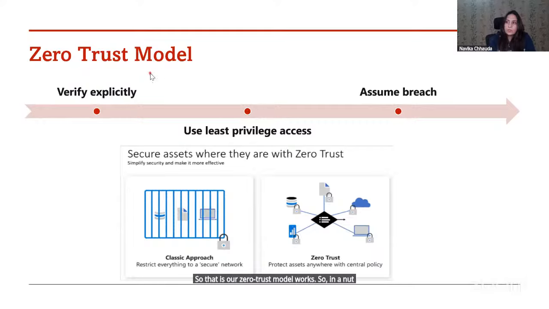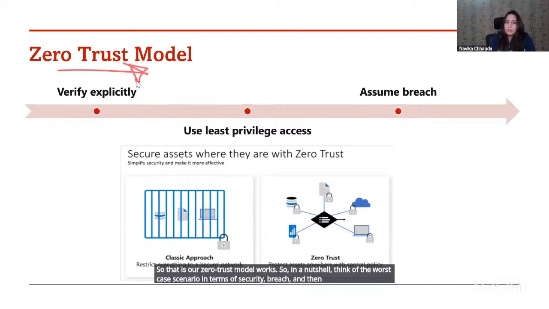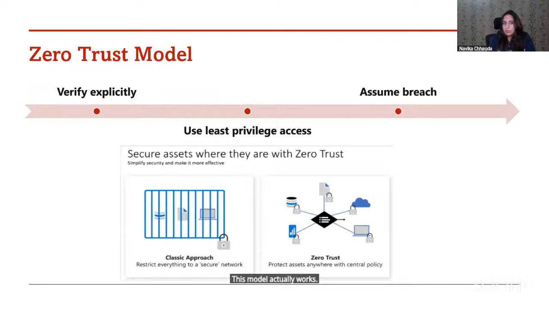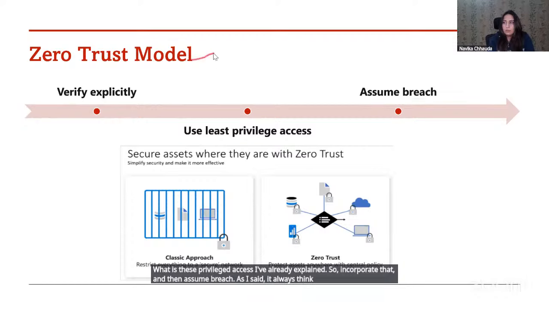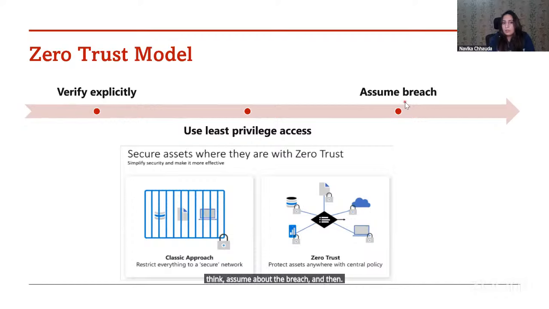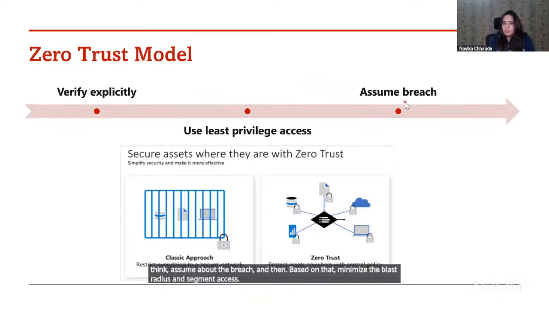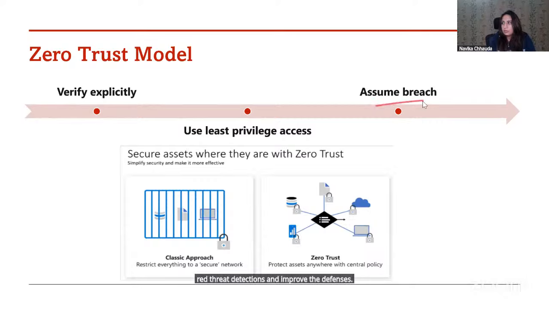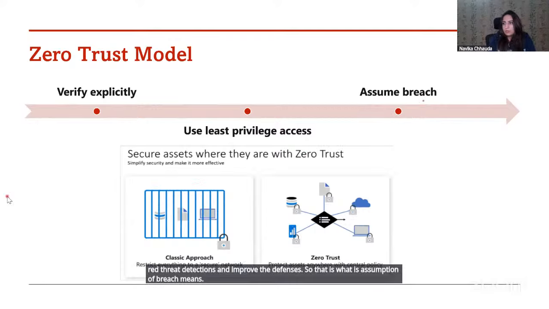So in a nutshell, think of the worst case scenario in terms of security breach, and from that perspective, this model works. We have three things inside this. The first is verify explicitly. That means always authenticate and authorize the resources, the user, anyone. The second is use least privilege access, as I just mentioned. I've already explained that. And then assume breach. It always thinks of the worst case scenario, so assume the breach, and based on that, minimize the blast radius and segment access. Verify end-to-end encryption, use analytics to get visibility, drive threat detection, and improve defenses. That is what assumption of breach means.